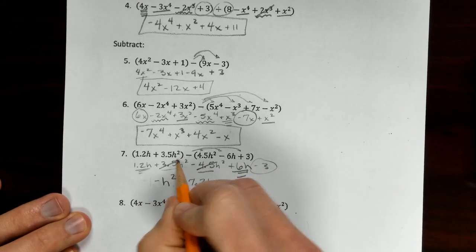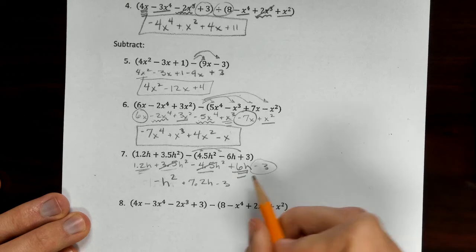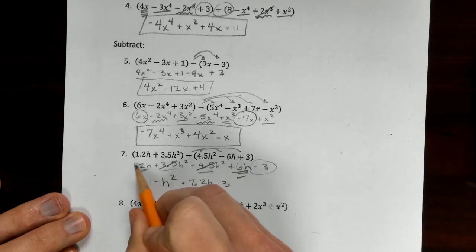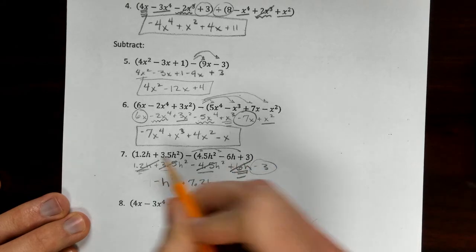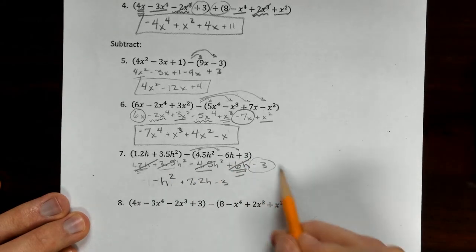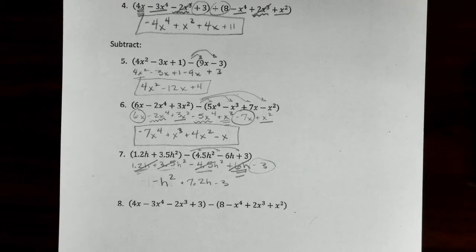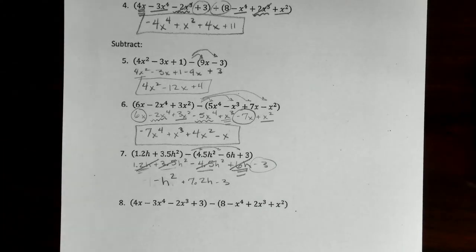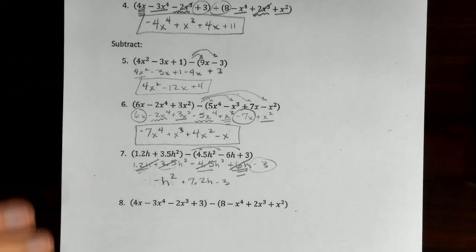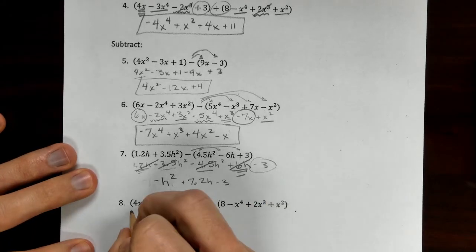So I combine those, that goes away. I combine this 6h with this positive 1.2h, and I got 7.2h. That goes away, and now you can see that the only thing left is this negative 3. So if you want to cross them out as you're combining, you're more than welcome to. Like I always say, you do you, boo-boo. Last one, here we go.